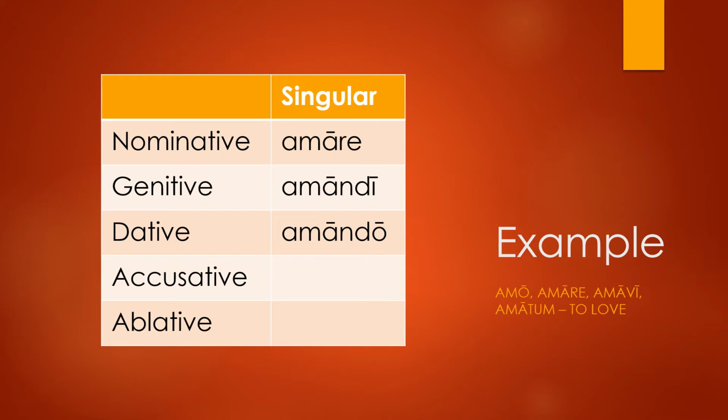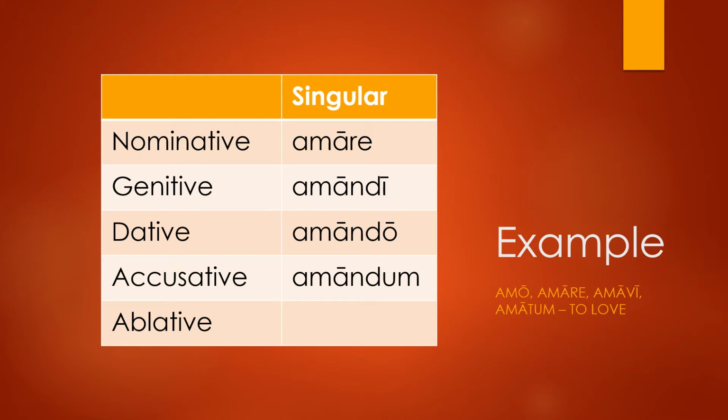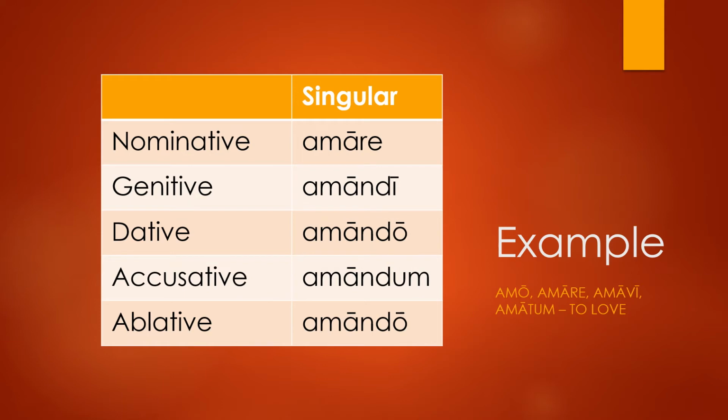For the dative, we once again remove re, add nd, and this time we use the second declension dative ending of long O. For the accusative, we follow that same process. We remove the re, replace that with nd, and then add the accusative ending um. Finally, for the ablative, we're going to once again remove re, add the letters nd, and then that second declension ablative ending of long O.